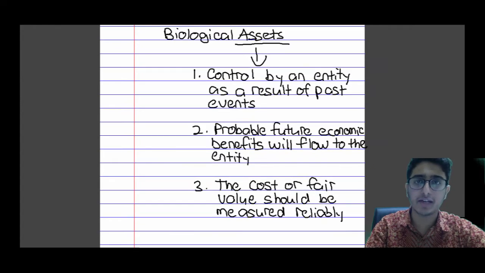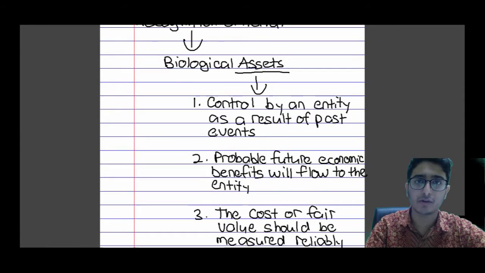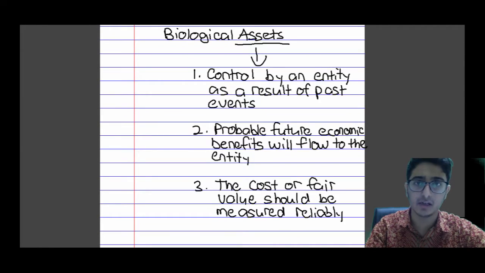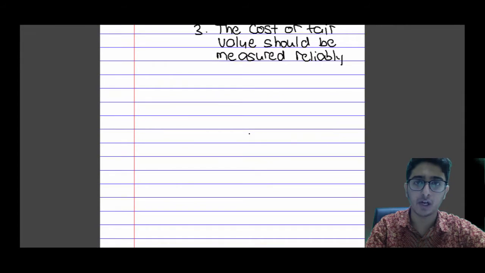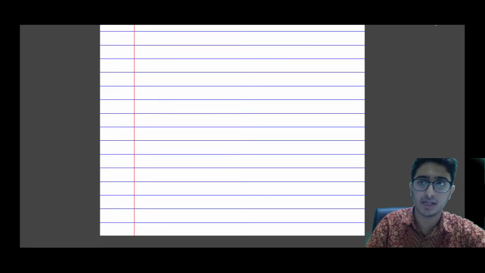These are the three criteria that have to be met in order to classify them as a biological asset. First one, control by an entity as a result of past events. Next is probable future economic benefits will flow to the entity. This means that there's a good chance that income will actually enter our company because of the asset. And the third one is the cost or the fair value of the asset should be measured reliably. Now once we recognize it, then we are going to measure our biological assets.